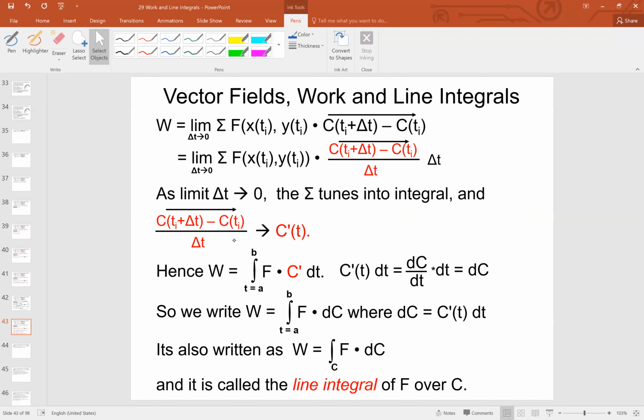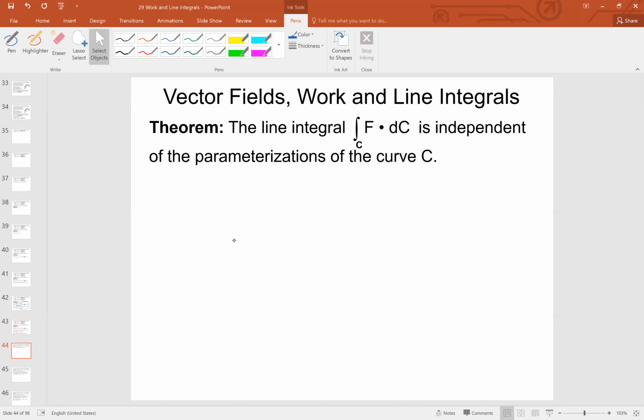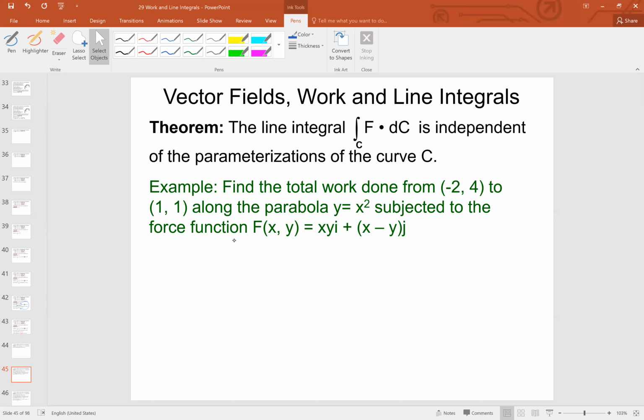By the way, this is called the line integral of the vector field over the curve, the path, the displacement of C, which is the work done. One thing we're not going to prove is that given the curve, the path, it doesn't matter how you parameterize it. As long as the parameterization is differentiable and nice, you will get the same answer for the total amount of work. This is a very important result, but we're not going to prove it.